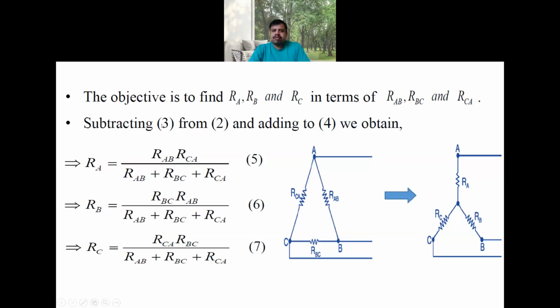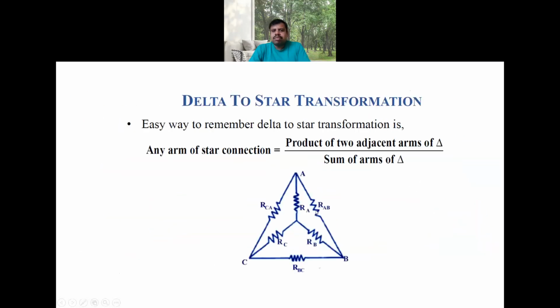So how to remember these things? Actually, if we do the simplification, we get these. In order to remember them, we can use this particular technique. So if delta is given to you and you want to obtain a star, then any star connected arm is given by the product of the adjacent sides divided by the sum of all elements in the delta connection. Okay, this is delta to star transformation.